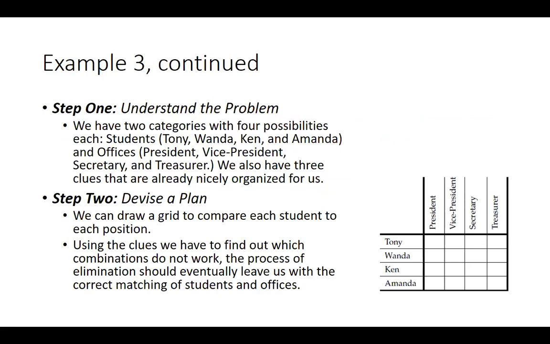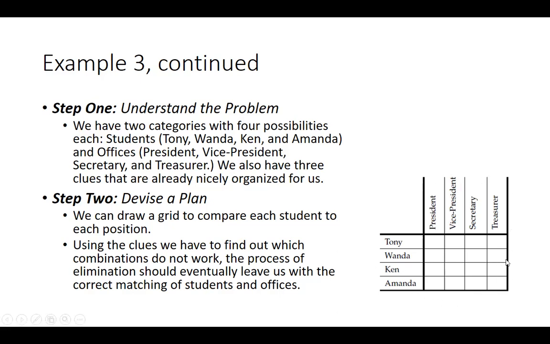Step 1, understand the problem. We have 2 categories with 4 possibilities each. Students, Tony, Wanda, Ken, and Amanda. And offices, president, vice president, secretary, and treasurer. We also have 3 clues that are already nicely organized for us.